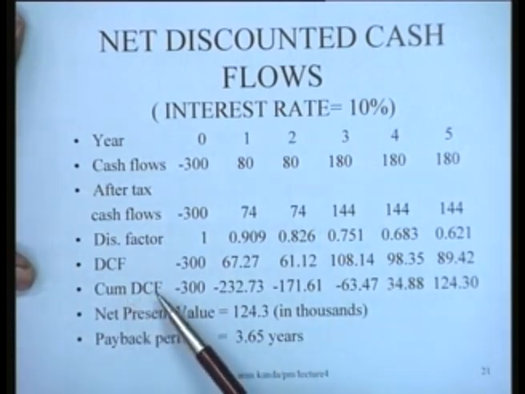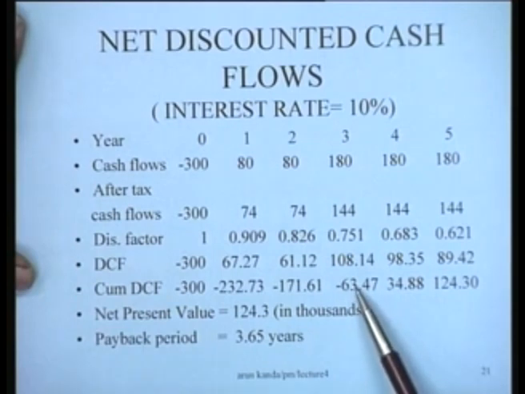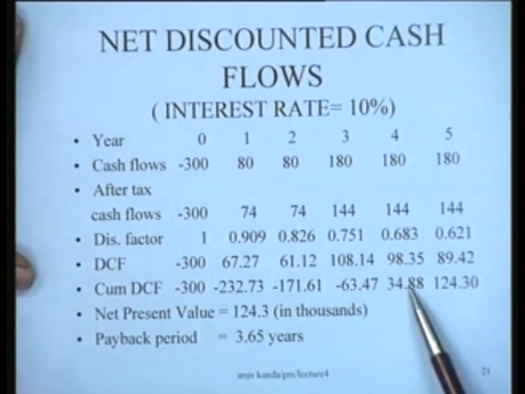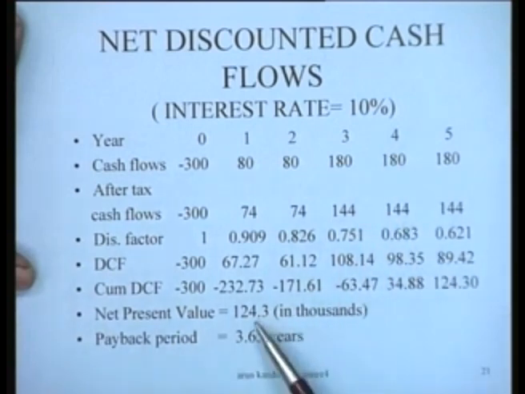And the cumulative discounted cash flows are then computed here, and you find that the cumulative discounted cash flows again change sign between the third and the fourth year. So what you find is that the net present value for this particular case works out to 124.3 thousand, and the payback period is 3.67 years for this particular example.